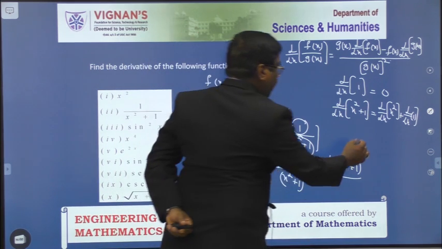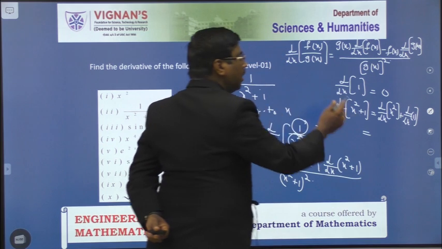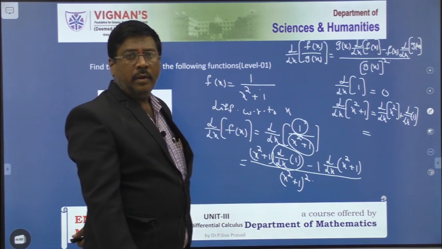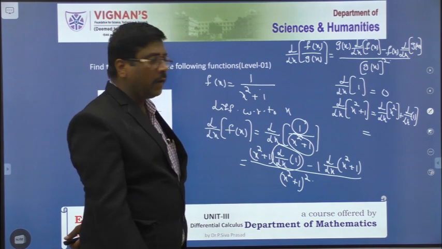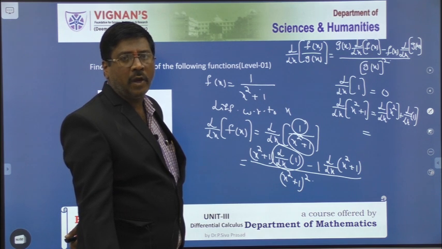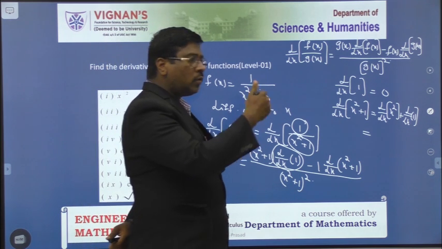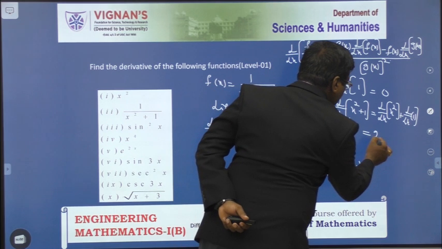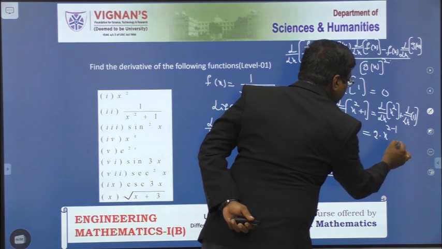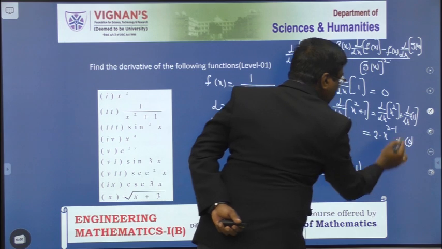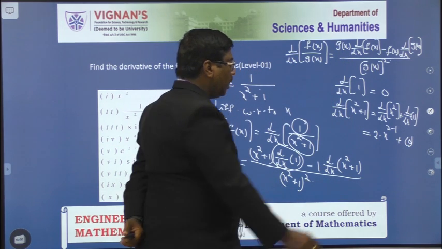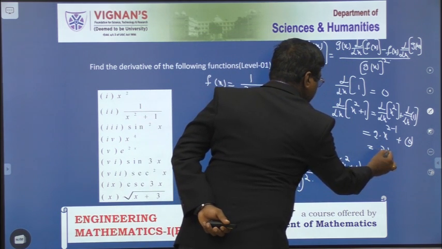Now, what is the derivative of d by dx of x square? That is the formula of x power n, which I already explained. What is the formula for x power n? n into x power n minus 1. Here x square is there, so 2 into x power 2 minus 1. Plus, the constant derivative is 0. Then automatically this is equal to 2x.